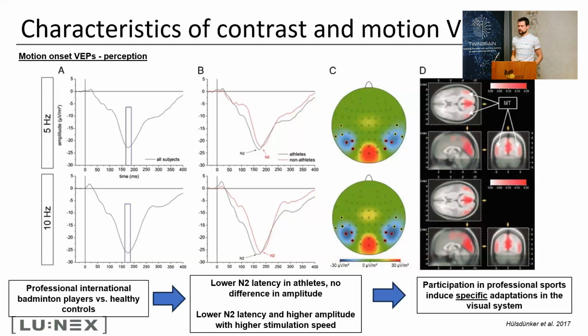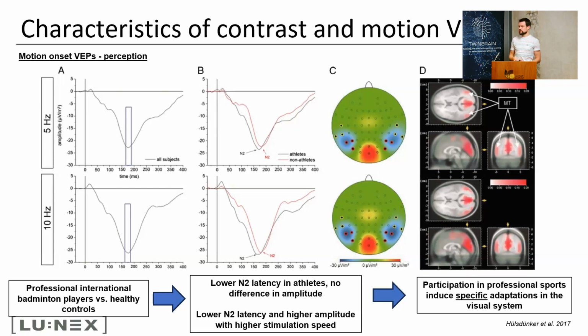Okay, so it can make a difference if you're still able to defend the ball or not. So it seems that this is related to that type of training. Second, what we have seen here, and this is why I came to the conclusion, is that this N2 potential also depends on the speed of the stimulation.